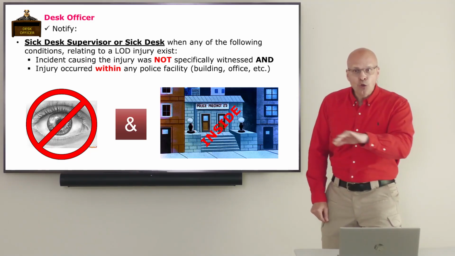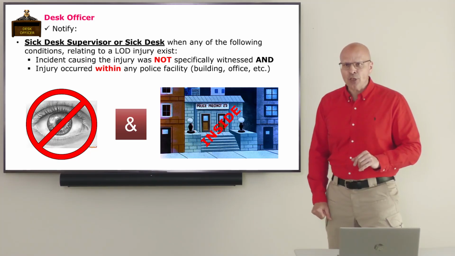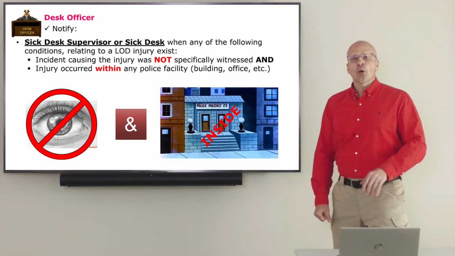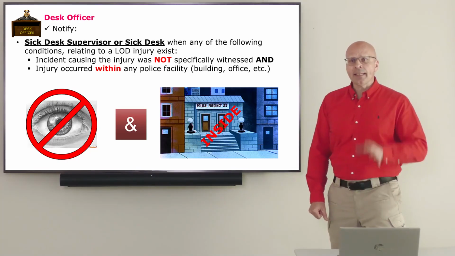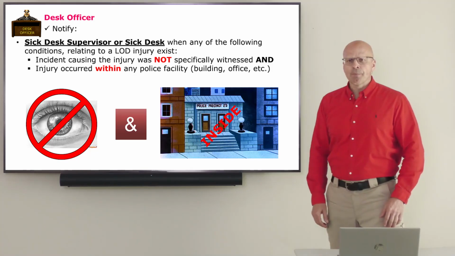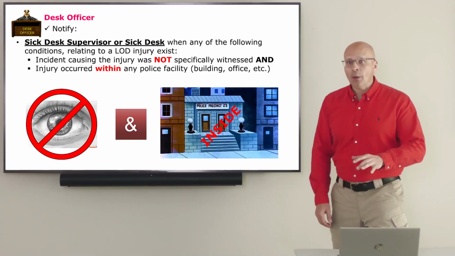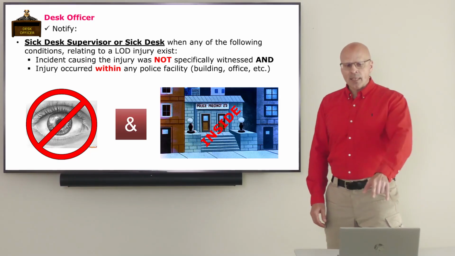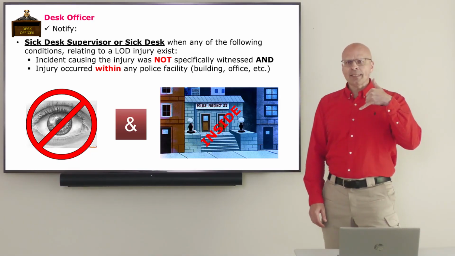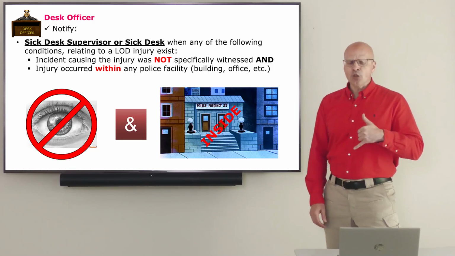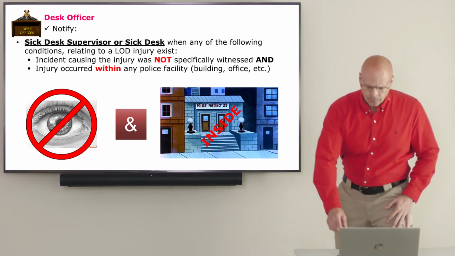Not witnessed. Nobody's seen the officer getting injured, and it happens within any police facility. So an officer is in the precinct and he's in the stairwell by himself. He falls down the stairs and gets injured. Nobody's seen him fall down the stairs. And the injury occurred within the police facility. Does the desk officer notify the sick desk supervisor or the sick desk? Yes. He will notify the sick desk supervisor or the sick desk.